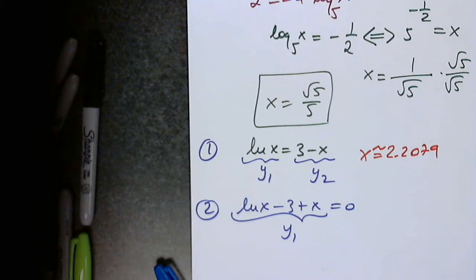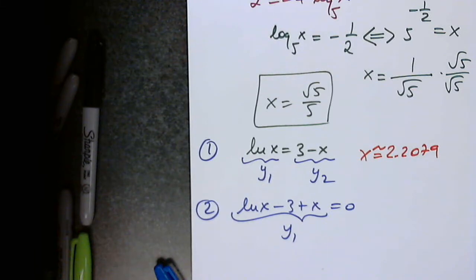So now, instead of using the intersect, I'm going to use the zero feature. The zero of the function, where the function is 0, or the x-intercepts. I'm using 2 this time, and it's asking me for a left bound. I'm going to say the left bound is 1, and the right bound is 3. And no, I don't want to guess. Just give me the number, and it's 2.20794, and y is 0.